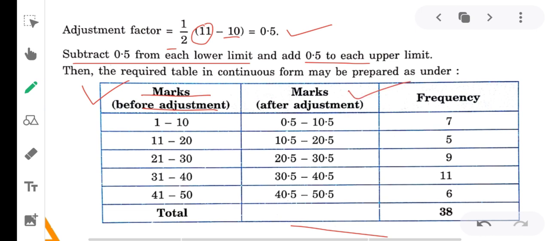So in this column write down the class interval that is given in the question: 1 to 10, 11 to 20, then 21 to 30, 31 to 40. That is the inclusive form. Now its exclusive form will be: subtract the adjustment factor from the lower limit. So 1 minus 0.5, that is 0.5, then add 0.5, that is the adjustment factor, to the upper limit, that means 10.5. Then its second class interval will be 10.5, that is 11 minus 0.5, and this is 20 plus 0.5, that is 20.5. Clear?